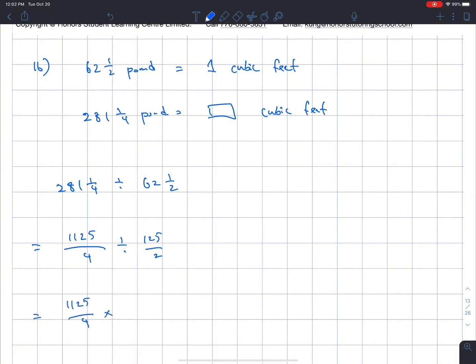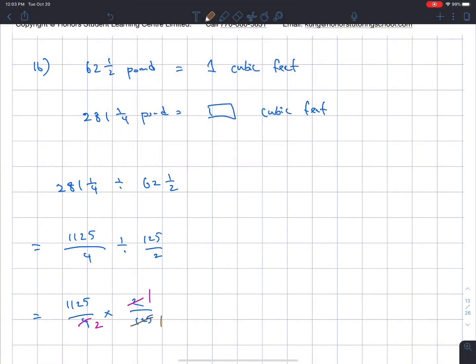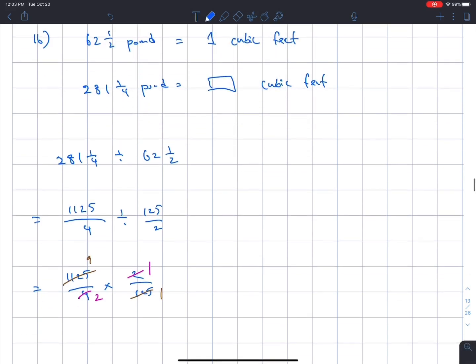125 over 4 times 2 over 125, and then now we can simplify. Divided by 2 to get 1, divided by 2 to get 2. I think they're both divisible by 125. I'll divide by 125 to get 1. Divide the other one by 125 to get 9. So I get 9 over 2, or 4.5 cubic feet.